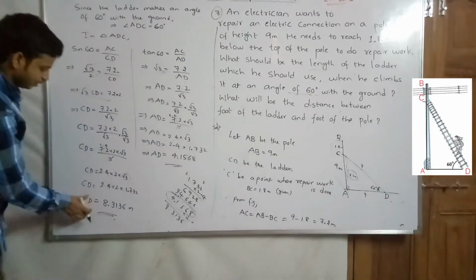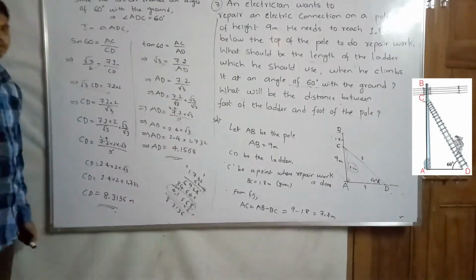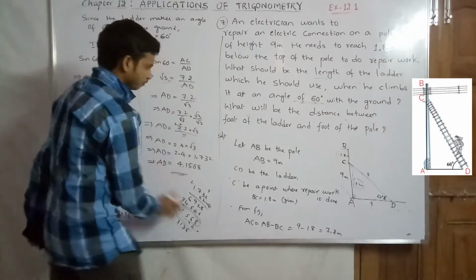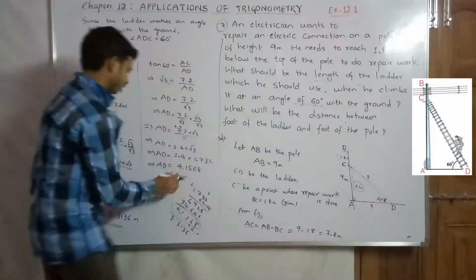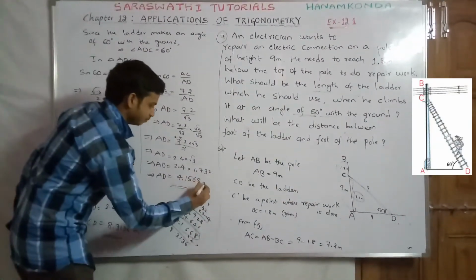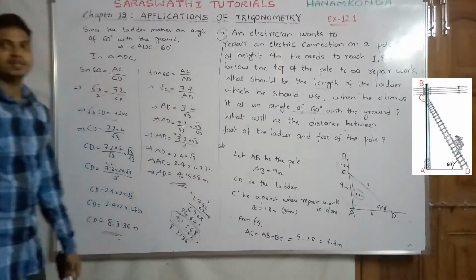So therefore the length of the ladder is 8.3136 meters and the distance between the foot of the ladder and the foot of the pole here is 4.1568 meters. So this is the answer. We shall discuss the next question.